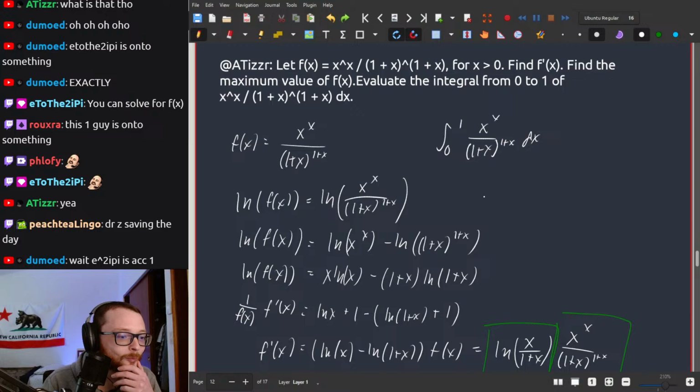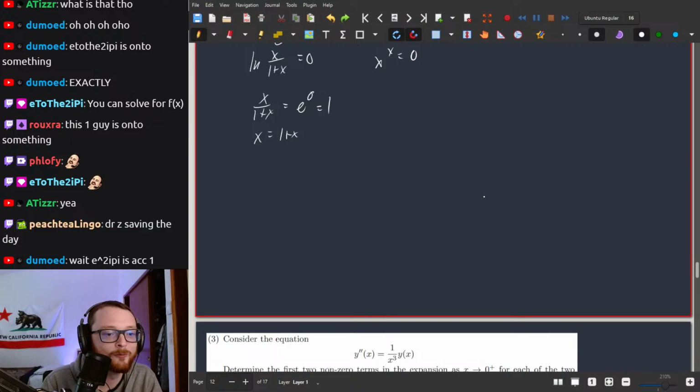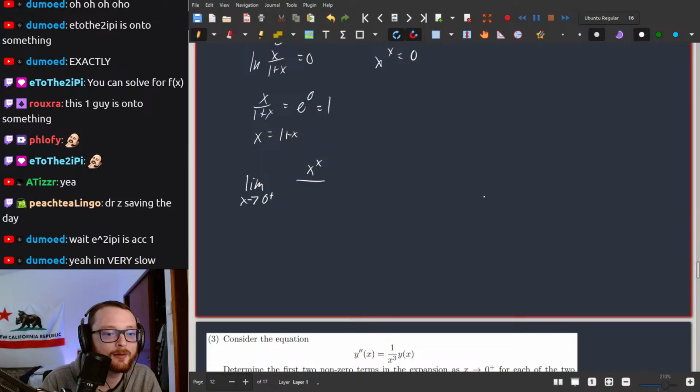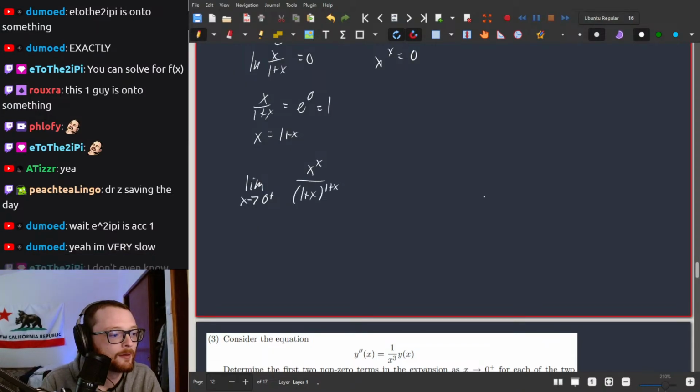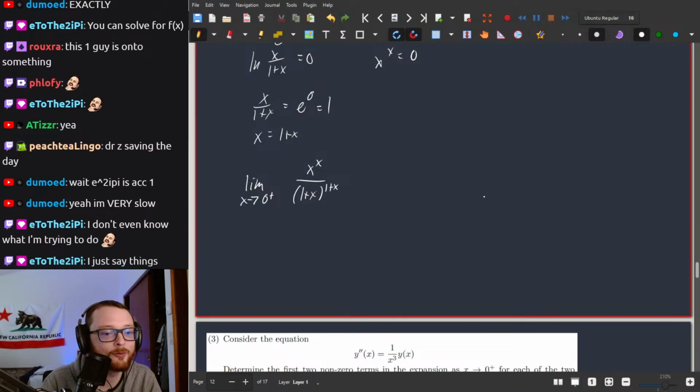e to the 0 is 1. It's equal to 1. Okay, so the thing that I was hoping to avoid explaining is how you would evaluate this limit here. Oh wait, actually it's not even L'Hopital's. You know what we're trying to do? I think you're onto something though.